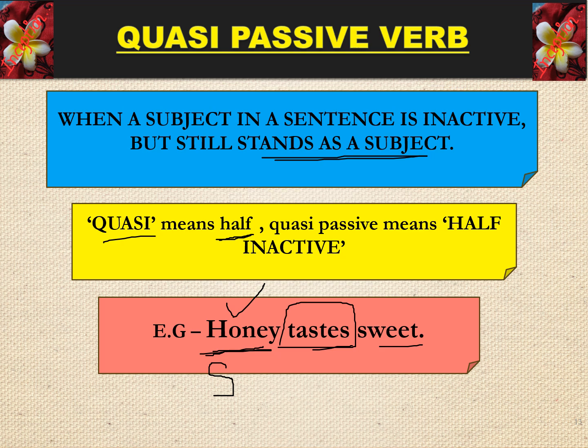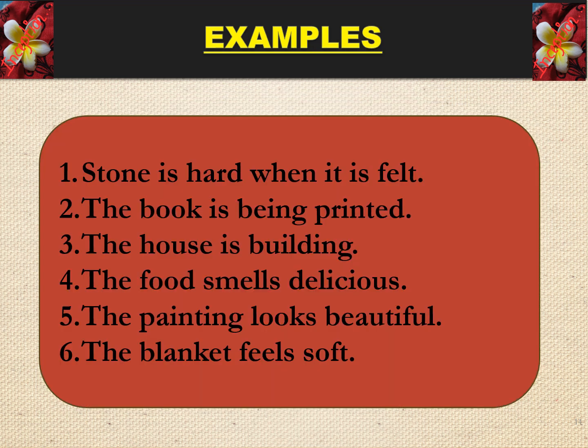Okay? That's why tastes is a quasi-passive verb. Next, stone is hard when it is felt. Here, stone is hard. So who felt this? Someone else, right? Someone else felt that stone is hard. But stone is the subject here. Stone is not doing anything. Stone is not feeling itself. That's why it is a quasi-passive verb.